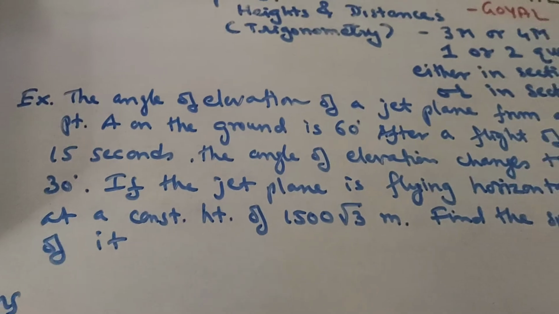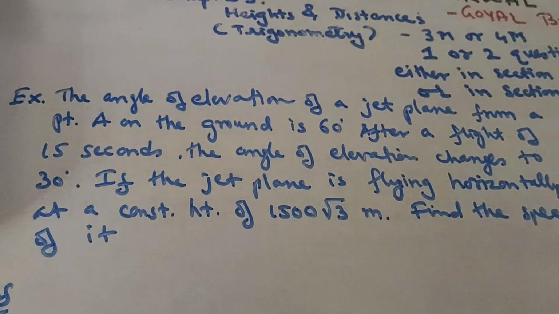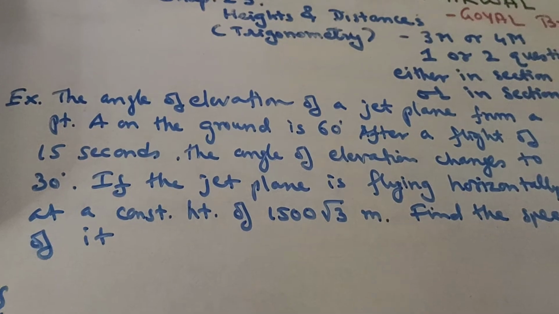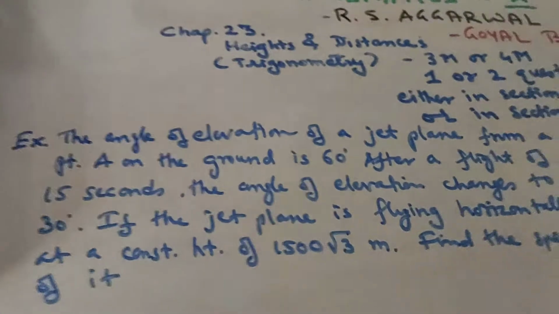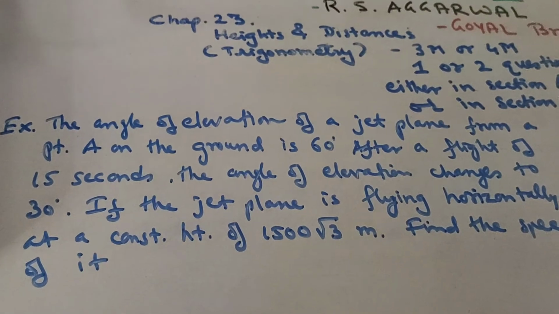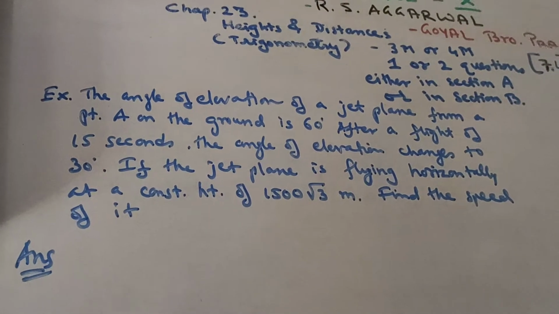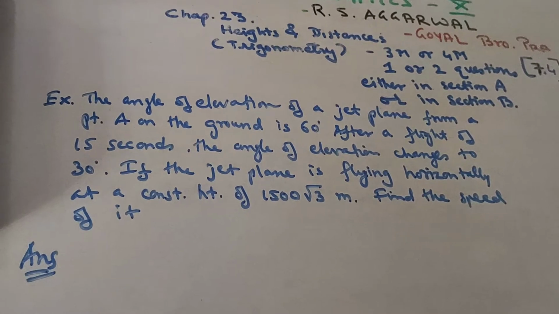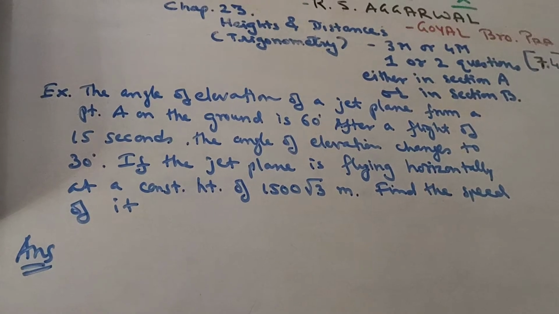The angle of elevation of a jet plane from a point A on the ground is 60 degree. After a flight of 15 seconds, the angle of elevation definitely is going to change. So it is going to change from 60 degree to 30 degree. If the jet plane is flying horizontally at a constant height of 1500 root 3 meters, find the speed of it. So a person is standing at point A, he is observing a jet plane from the ground and it is 60 degree. While after 15 seconds, the angle changes to 30 degree.